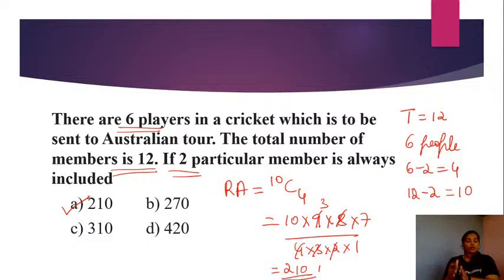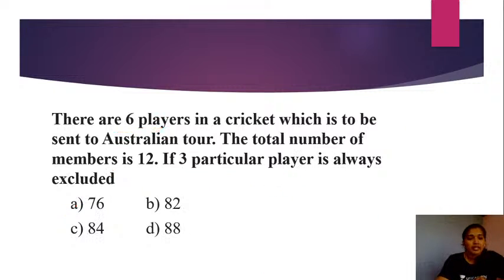So remember, when there is a fixed quantity, you always reduce that number from both the total number as well as the number of things that you need to select. Here the fixed number was 2. You subtract this from n value, which is 12, and from r as well. So this is one type of question where you have some particular person or particular things which are fixed. So when you have something like this, subtract that quantity from n and r and then get the value, right? So let me give you our next question.